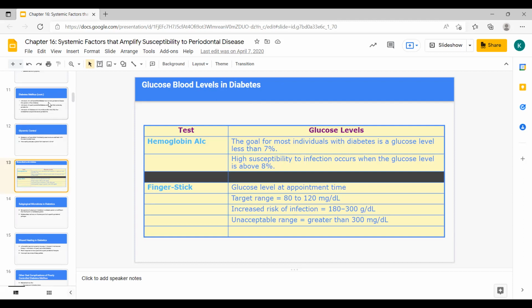because the patient is diabetic. Okay, our finger stick tests, which, you know, our A1C is the average blood glucose over a period of time. Finger stick is going to be that immediate reading. Okay, how much sugar is in the blood right now. Our target range, depending on the time of day, is between 80 and 120. Okay, increased risk for infection is if we see sugars 180 to 300. An unacceptable range, meaning a cutoff, is greater than 300 milligrams per deciliter.